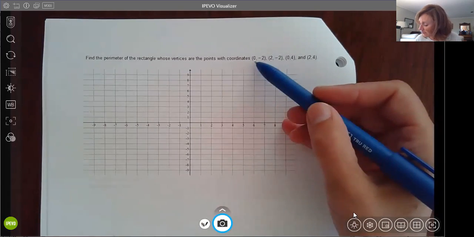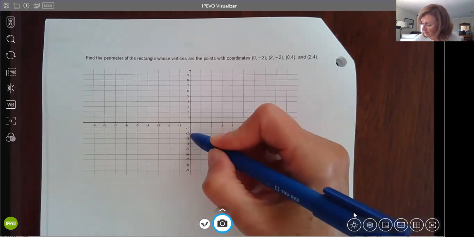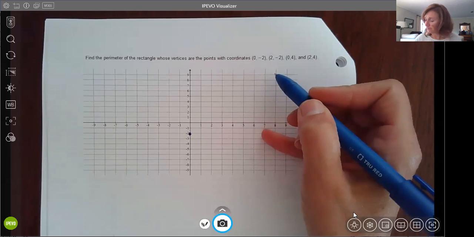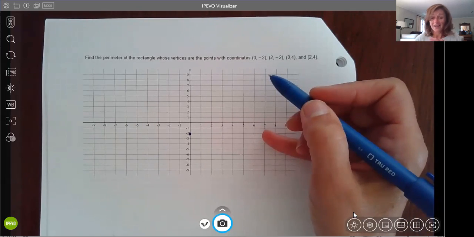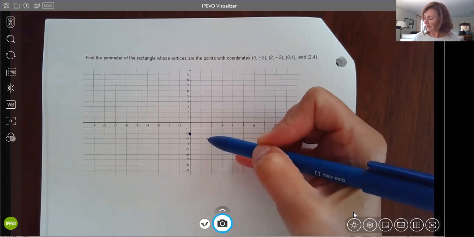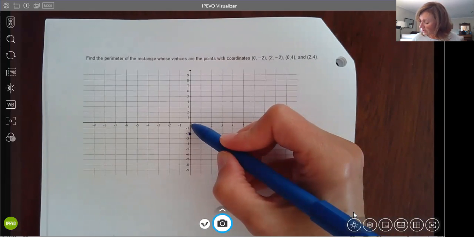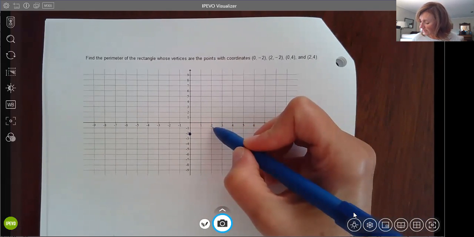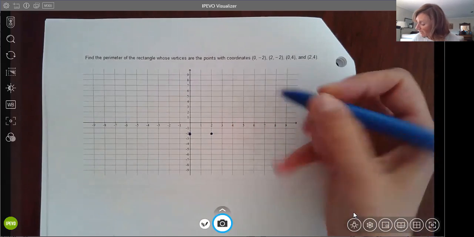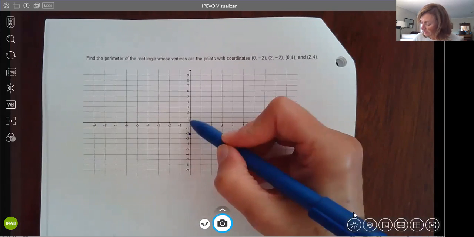Let's see, so 0, -2. It says don't go to the left or right. Just go down. 2, -2. I wish I wore my glasses. And I don't want to pause this video to go get them. So let's see. I'm kind of stepping back to look at this. 2, -2. So start at the origin. Go to the right 2 and down 2. Okay. 0, 4. So 0 says don't go to the left or right, but then go up 4.